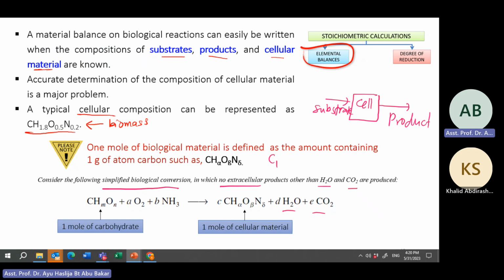One mole of biological material is defined as the amount containing 1 gram of carbon, such as this. So all of H, O, and N in your cell material will be based on the carbon. Carbon here is always 1, C1.